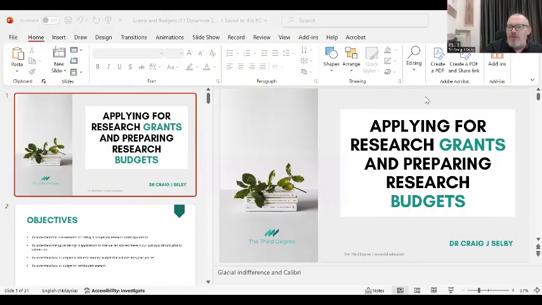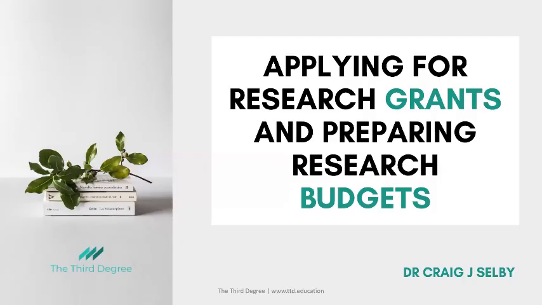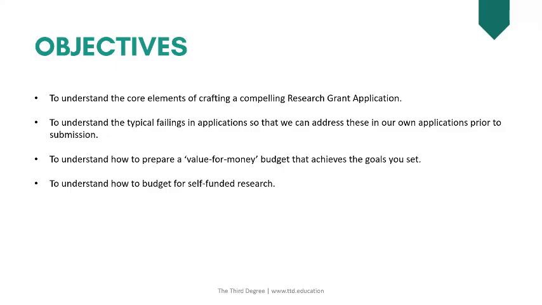I've sort of changed the order a tiny bit of how I'm running the session tonight. I want to focus on research grants first, and then talk about how we prepare budgets for that. I decided to do it this way because there's no point most of the time writing a budget unless we've actually got a very good grant application in. And I think the grants are the key thing here.